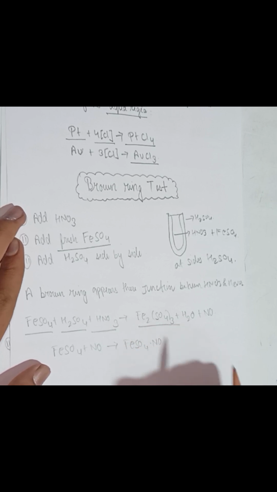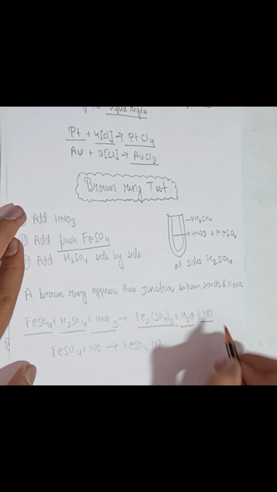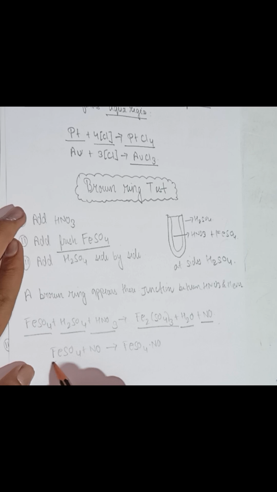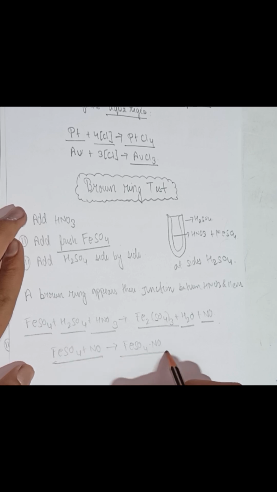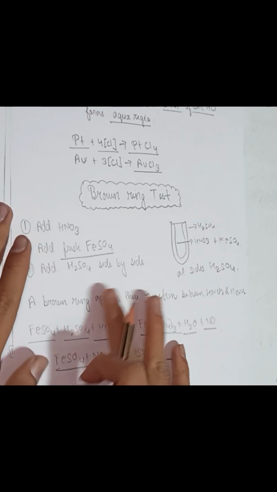The reaction for this brown ring test is ferrous sulfate plus sulfuric acid plus nitric acid. This forms Fe2(SO4)3 plus water plus nitric oxide, and this FeSO4 then reacts with nitric oxide to form FeSO4.NO.